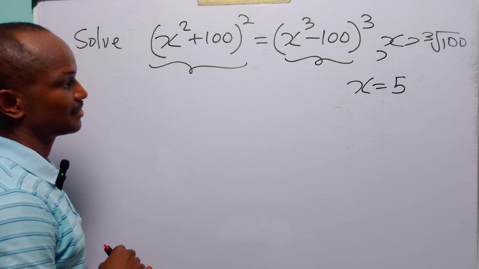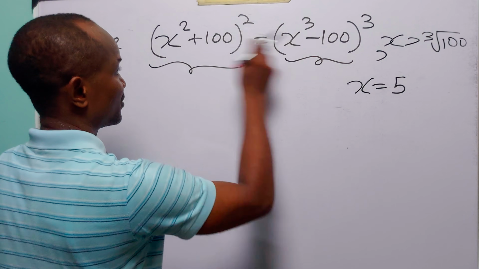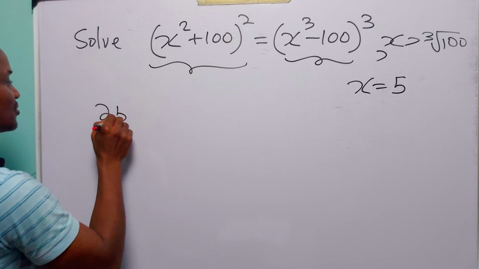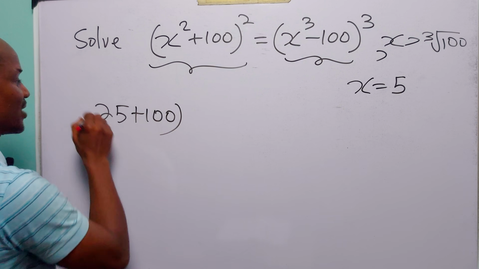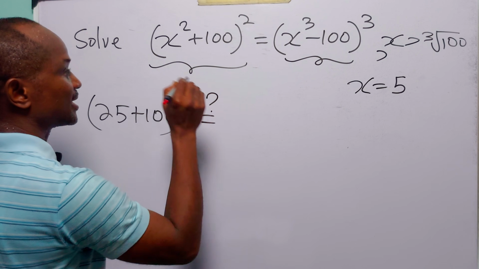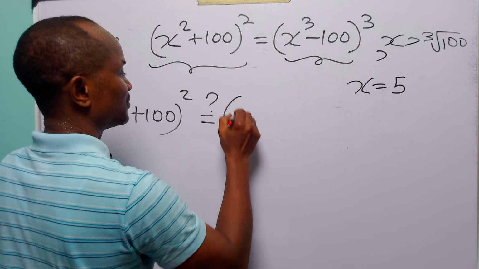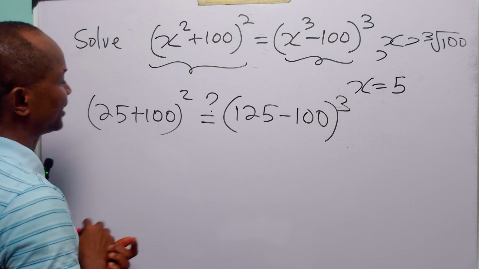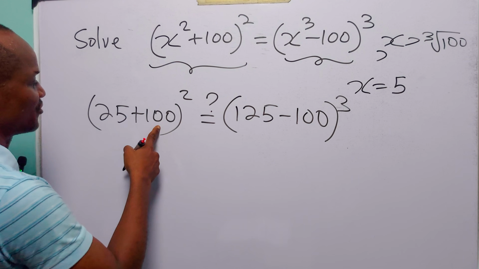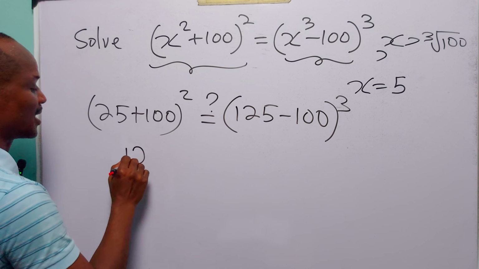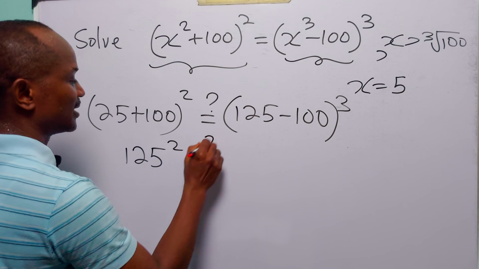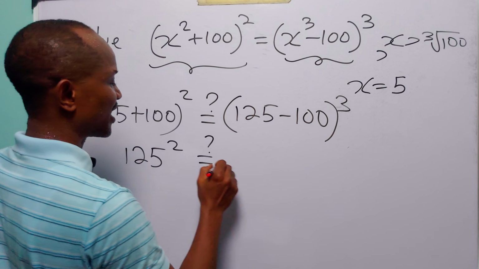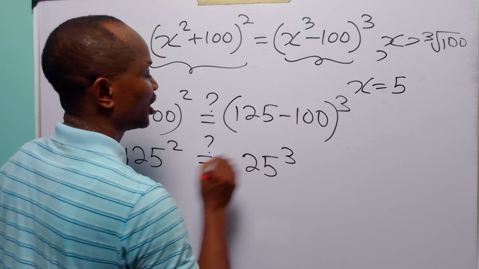Now let us check our answer. When x is equal to 5, substituting into the original equation, we have 5 squared, which is 25, plus 100. Now, is this equal to 5 cubed, which is 125, minus 100, to the power 3? 25 plus 100 is 125, so this is 125 squared. Is this equal to 125 minus 100, which is 25? So this is 25 cubed.